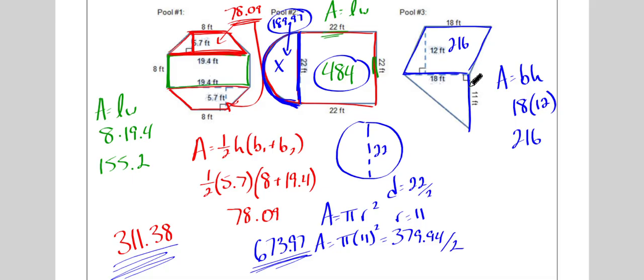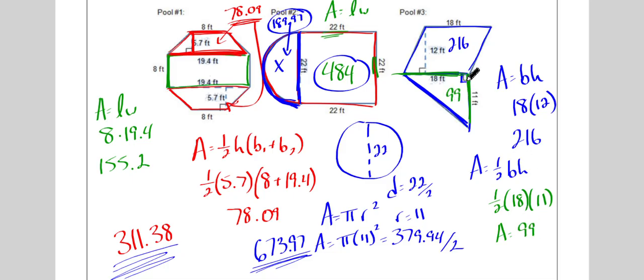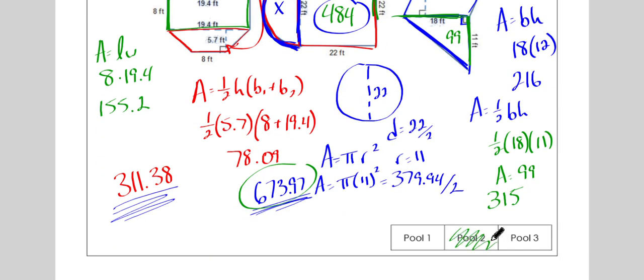Then we have a triangle on the bottom. Area of a triangle is 1/2 base times height. It really doesn't matter which one's your base and your height, because you could turn a triangle. I'm going to say that that is my base, that's my height. So 1/2 times 18 times 11, or 99. So you put those together and get 315, a little bit bigger than the first pool, but still significantly smaller than the second one. So pool 2 is the biggest pool.